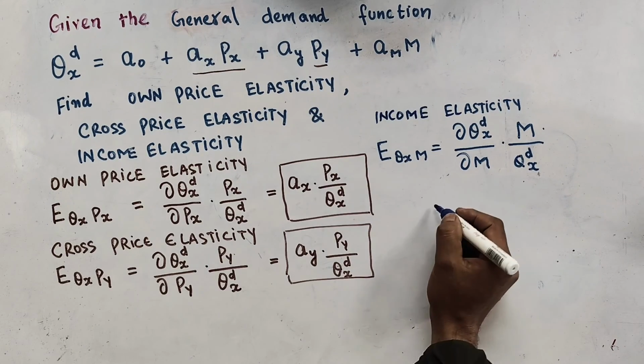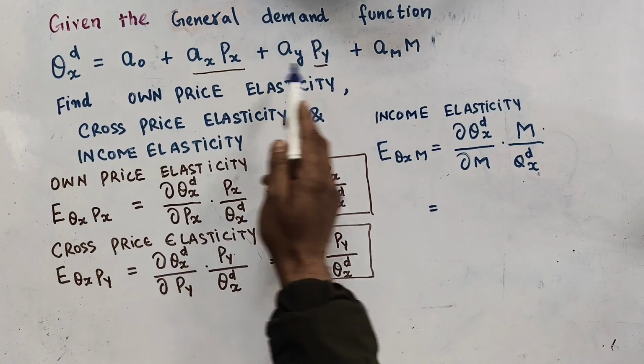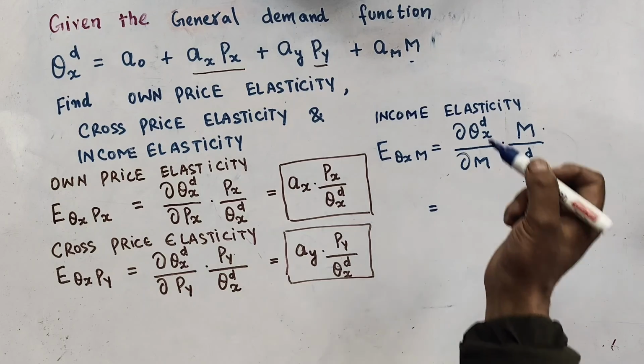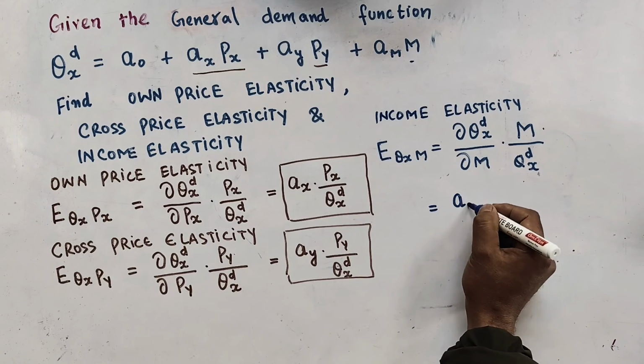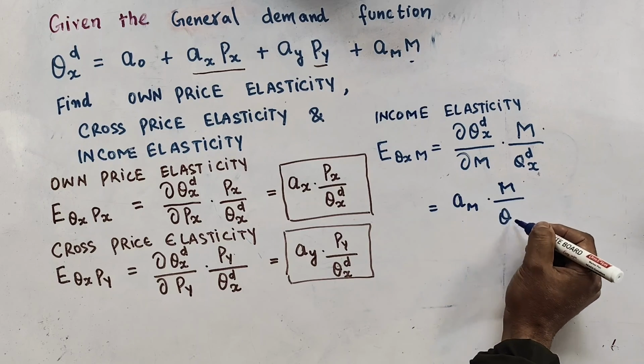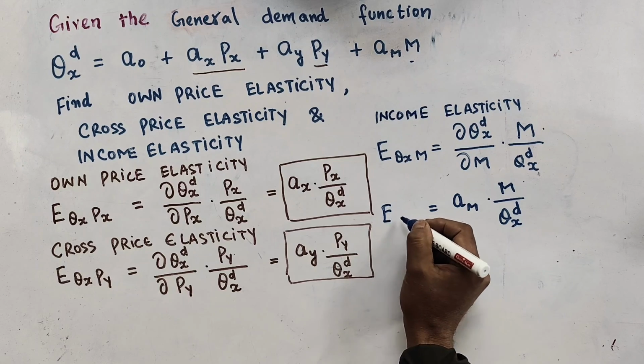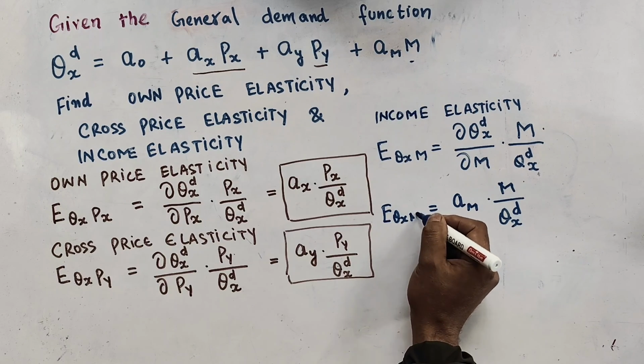very income. So it will be equal to, now this is the partial derivative of this demand function with respect to M. Derivative of M is 1, so we are left with Am times M upon QX. So this denotes our income elasticity of demand.